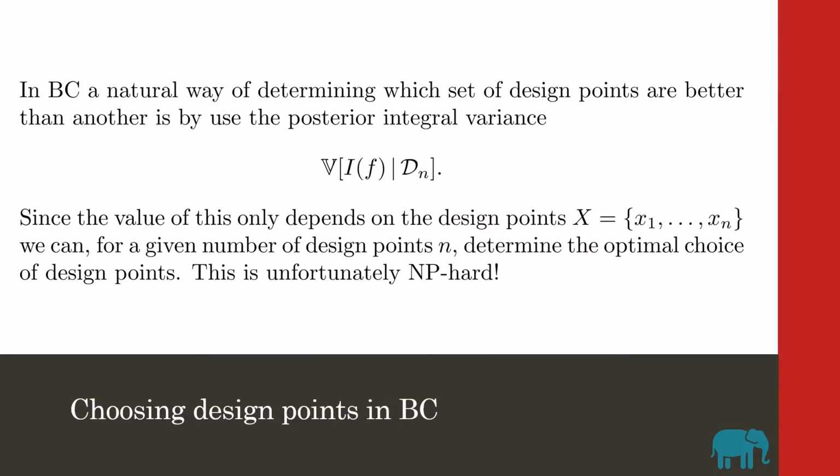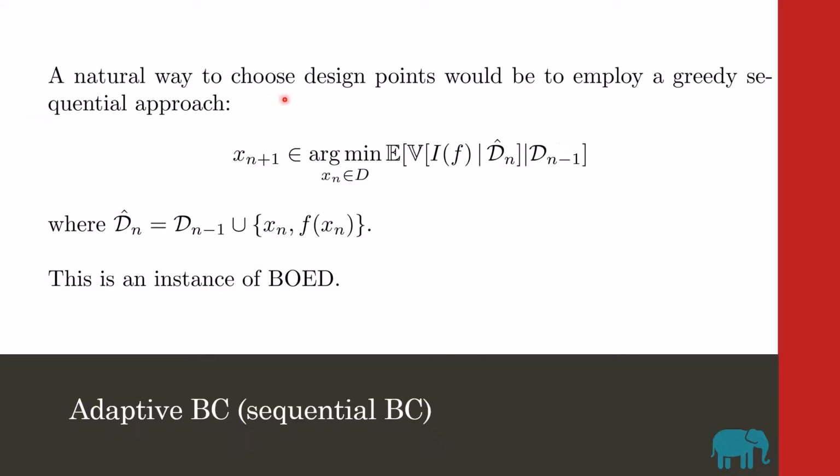In actuality, in Bayesian cubature methods, you do not choose design points using a classical adaptive cubature method. Instead, you use things related to the posterior integral variance, this thing. And since, as discussed, this only depends on the design points x, you can, in principle, determine the optimal choice of design points, so minimizing this thing for a given number of n. But unfortunately, this is NP hard, and so typically other methods are used. So what you instead typically do in Bayesian cubature is employ a greedy sequential adaptive scheme, where you pick the next point that minimizes the expected value of the variance. And so this is an instance of Bayesian optimal experimental design.